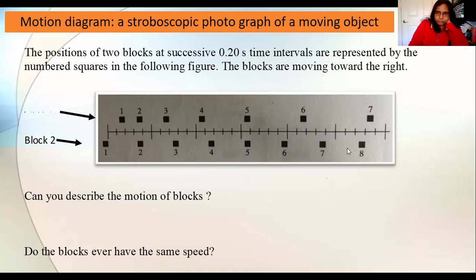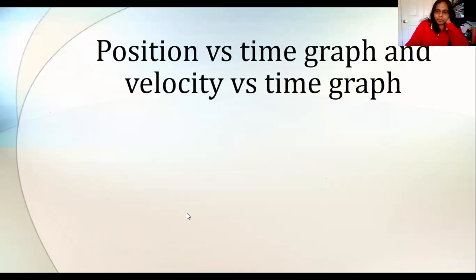It's constant, so it's not acceleration. It is not accelerating, but it's moving with a constant velocity. Yes, that's right. Thanks. So the second block is moving with a constant velocity because the gaps are the same. Here, it's accelerating because the gaps are increasing. Every 0.2 seconds, the gaps increase. That means it's accelerated. Now, do the blocks ever have the same speed?